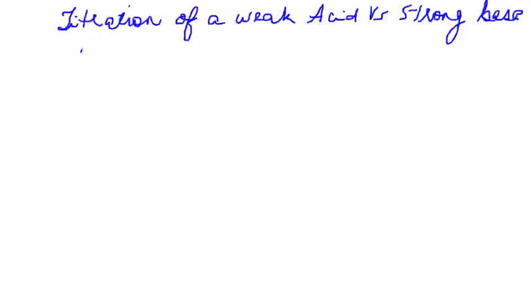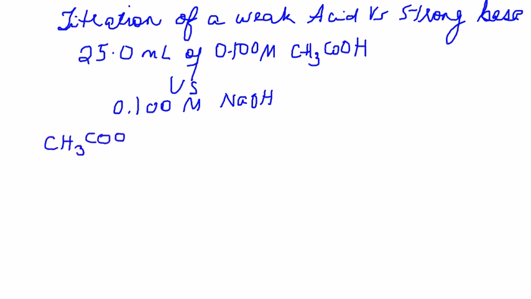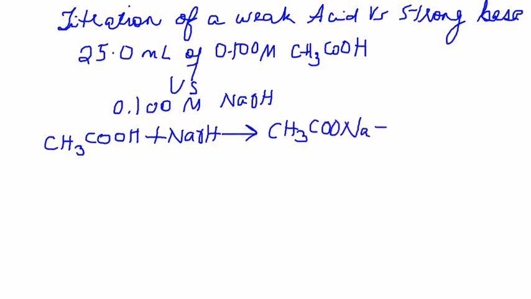So let's say you have 25 milliliters of 0.100 molar acetic acid, and you're titrating it against 0.100 molar sodium hydroxide, which is your strong base. So your overall reaction is going to be CH3COOH plus NaOH, which gives you CH3COONa plus H2O. And this is aqueous, this is aqueous, this is aqueous, and H2O is your liquid.